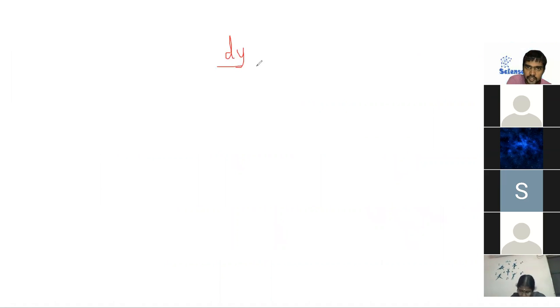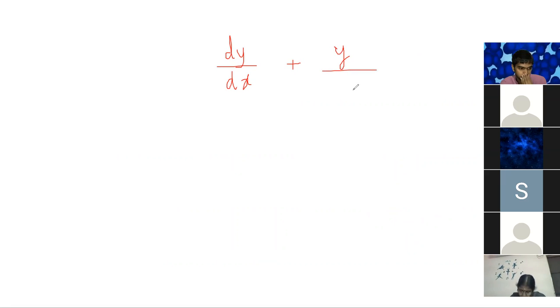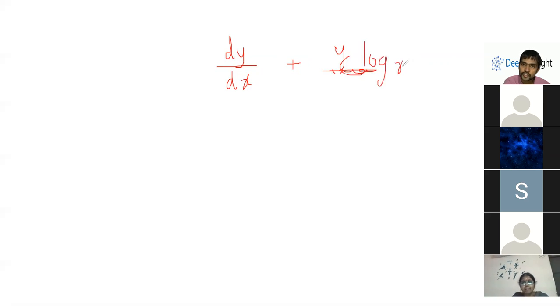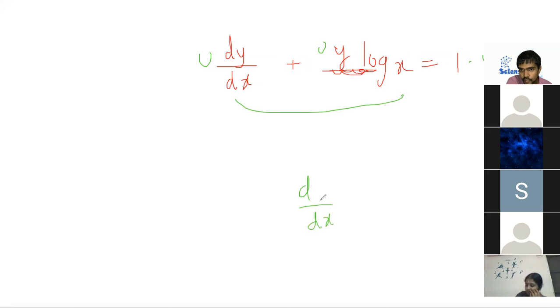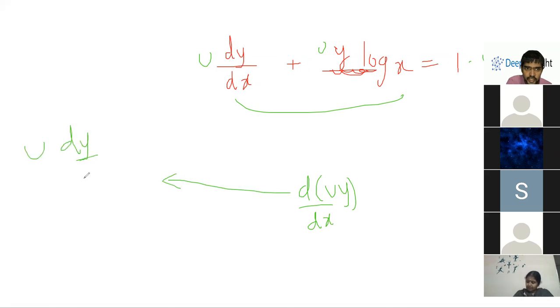Let's say dy by dx plus y log x equal to 1. So what do I do? I multiply both sides with a u, and I want this fellow to be equal to d by dx of uy. But what is d by dx of uy? It is u dy by dx. The first fellow is there nicely.